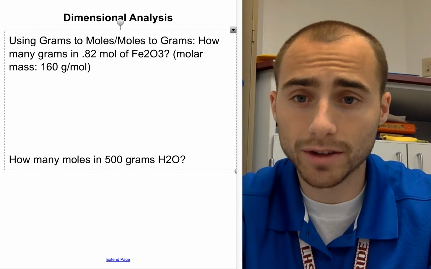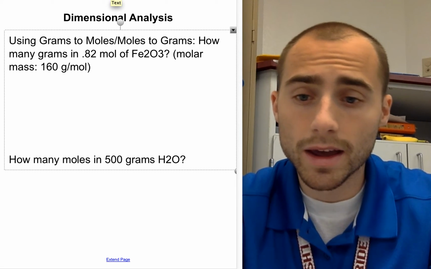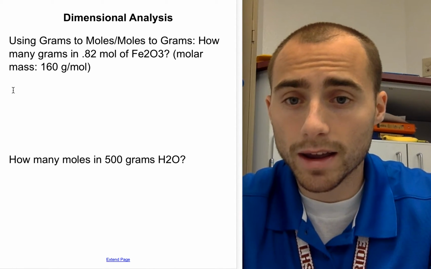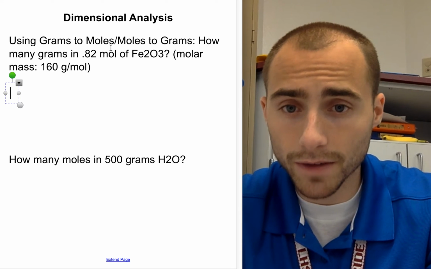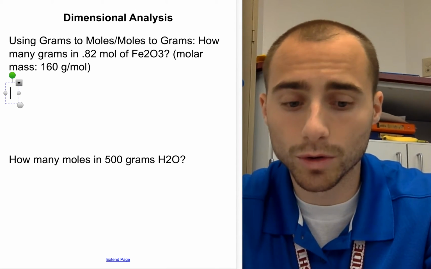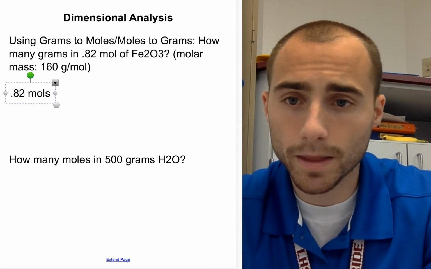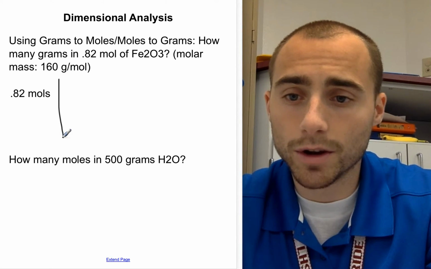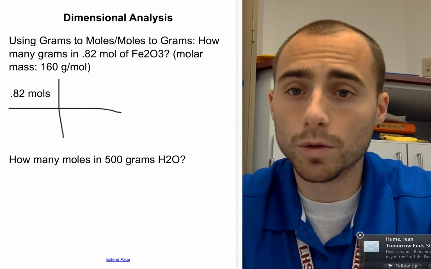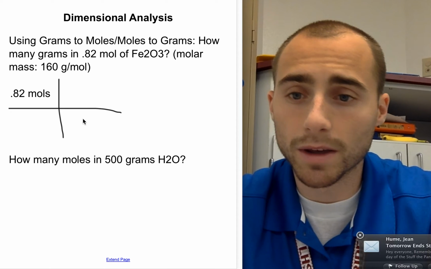Now dimensional analysis, our first one here is grams to moles, and the next one is moles to grams. Use your pink sheet for these. First thing you always do is write down your given. Here our given is we're looking for how many grams are in 0.82 moles. So we have 0.82 moles. So that's our given, and we know these are just one-step problems, so this doesn't have to be too big of a picket fence.